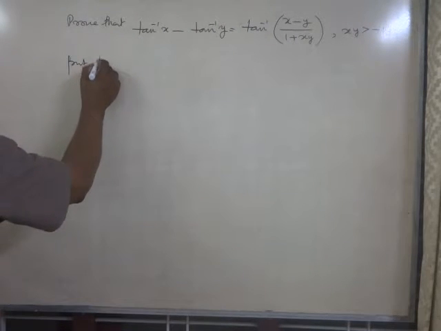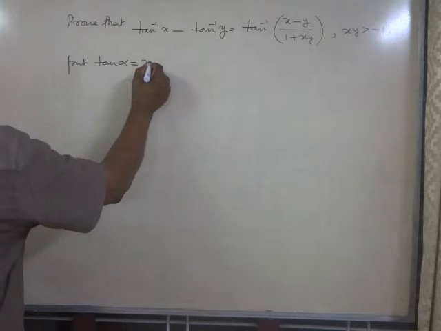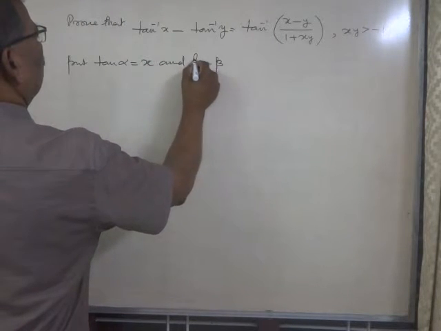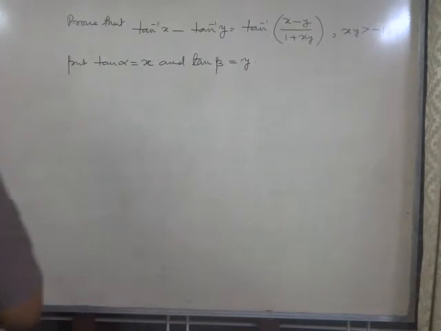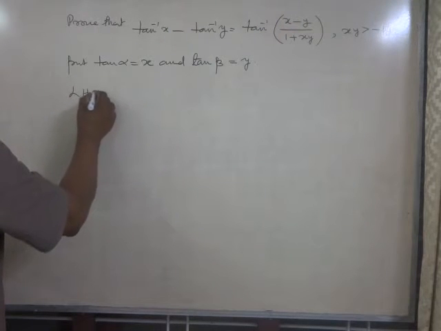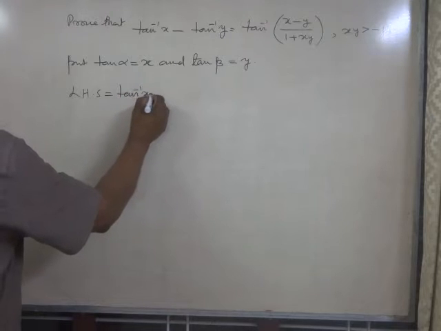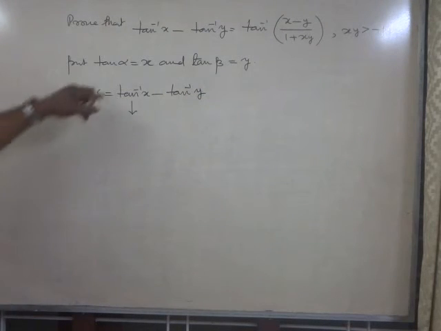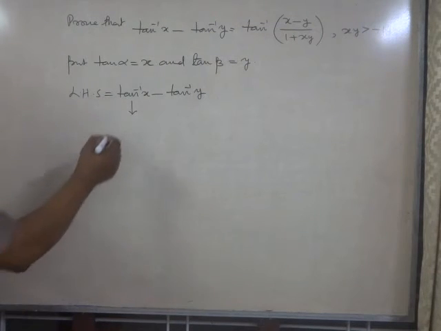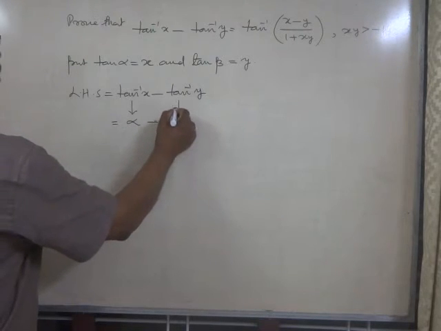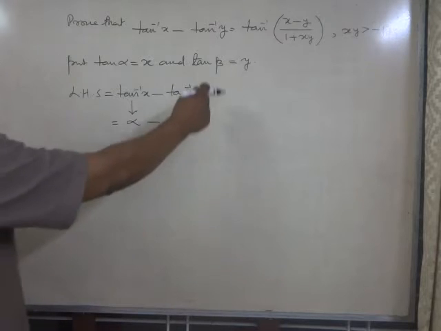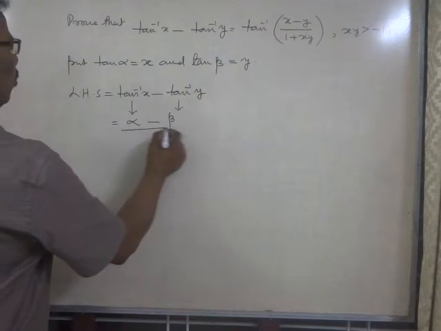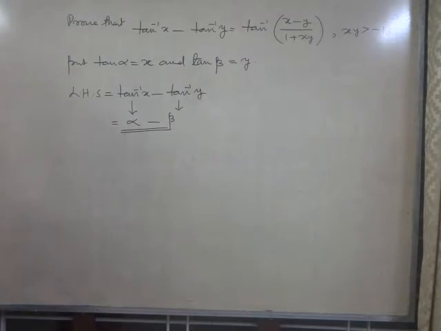Put tan alpha equals x and tan beta equals y. Left hand side is equal to tan inverse x minus tan inverse y. What is tan inverse x? If tan alpha is equal to x, tan inverse x will be alpha, minus, what is tan inverse y? We have taken tan beta is equal to y, therefore tan inverse y must be beta. So we got left hand side equal to alpha minus beta.